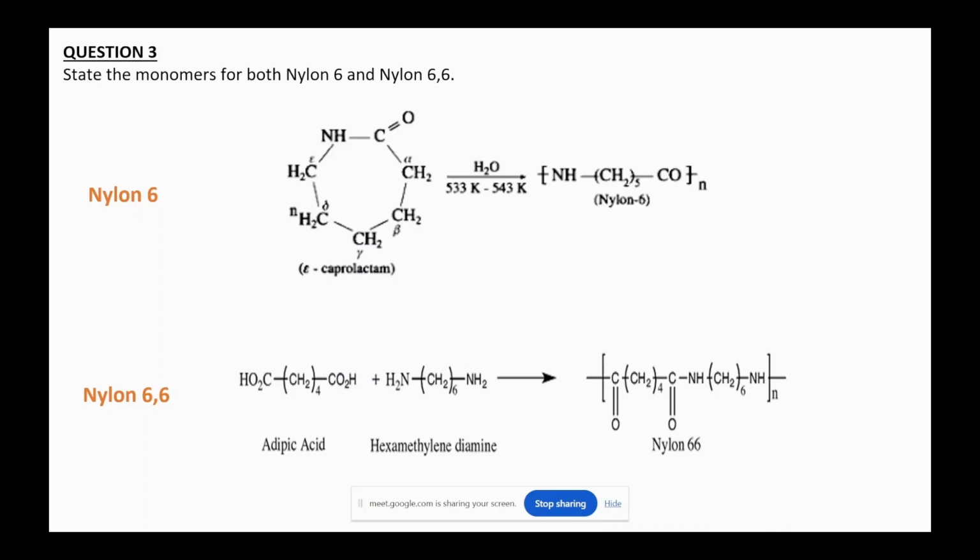In case of nylon 6,6, it is simple condensation polymerization, as somebody just told me right now. The OH group in adipic acid reacts with the hydrogen atom from the NH2 or amine group in hexamethylene diamine, and they undergo a condensation reaction by eliminating water as a product to form nylon 6,6.